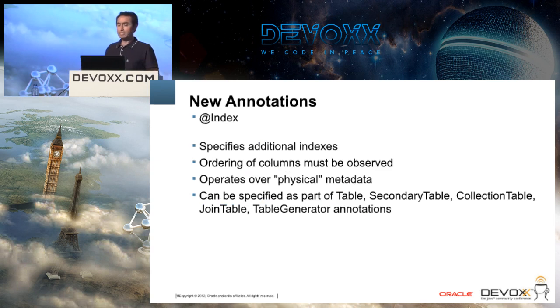Another new annotation is index. We didn't have this in JPA 2, although I know in EclipseLink we added it, and Hibernate has had it. It's a common extension from JPA providers. People wanted to define indexes, and so it's being rolled into the spec. And this is how things work.